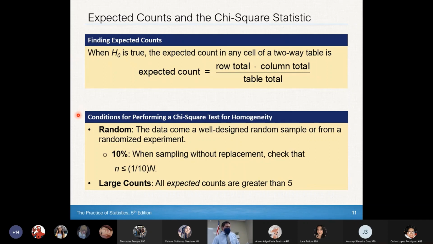We also have our conditions for performing a chi-square test for homogeneity. That is our randomness condition: the data come from a well-designed random sample or from a randomized experiment. We have our 10% condition with sampling without replacement. We need to check that the sample size is less than or equal to 10% of the population size. And again, our large counts condition: all expected counts are greater than 5 for the entire two-way table, excluding the column and row totals. Obviously, if all the entries are at least 5, then the totals will be as well.